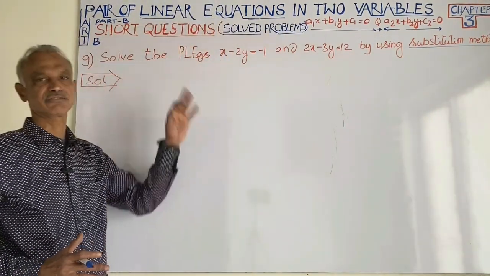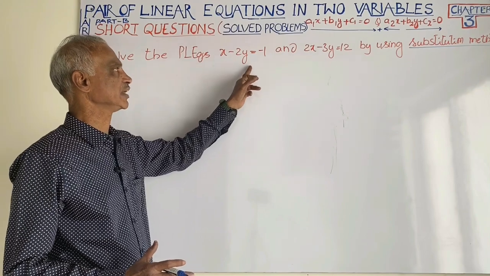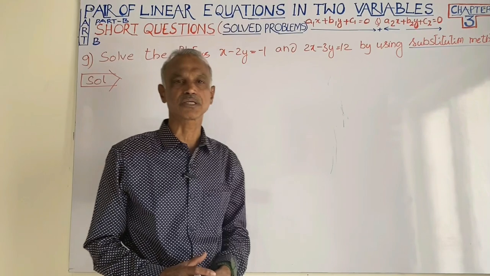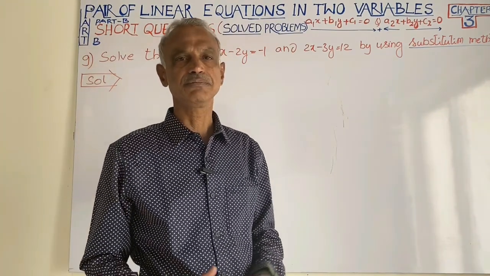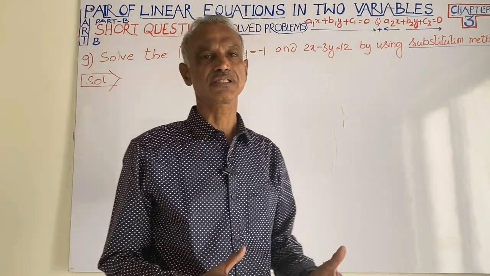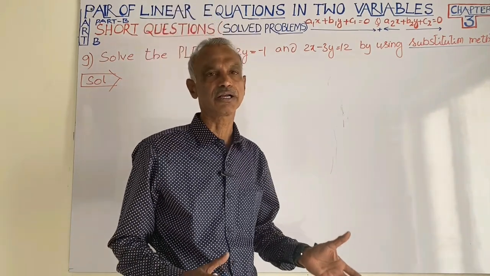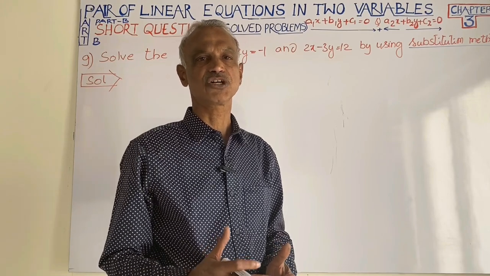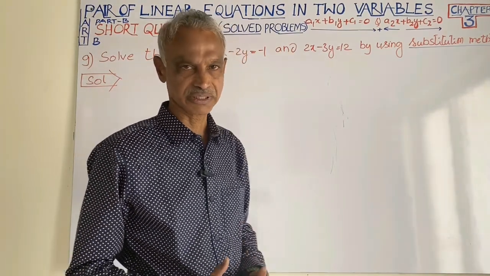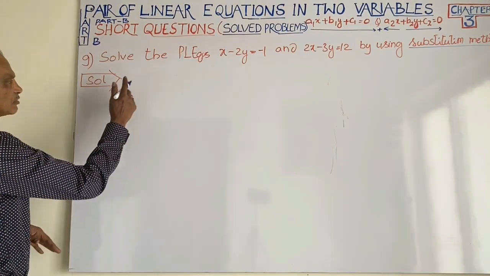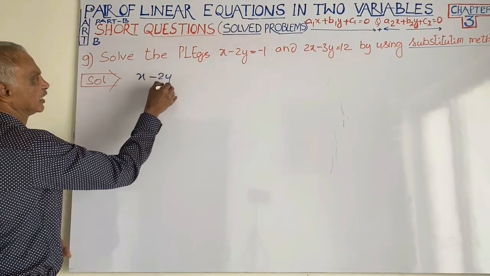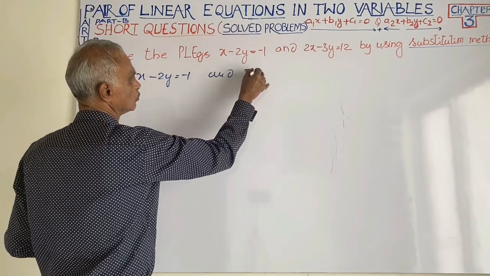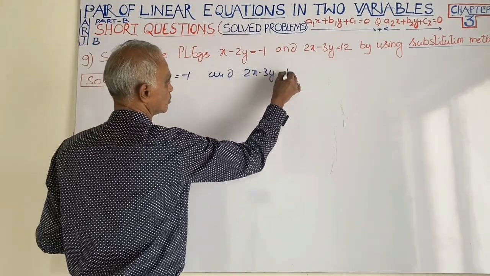Solve the pair of linear equations x minus 2y is equal to minus 1 and 2x minus 3y is equal to 12 by using substitution method. You have two methods, elimination method and substitution method. Already I told you elimination method in very short questions. Today substitution method. Now you take these two equations, x minus 2y is equal to minus 1 and another equation, 2x minus 3y is equal to 12.